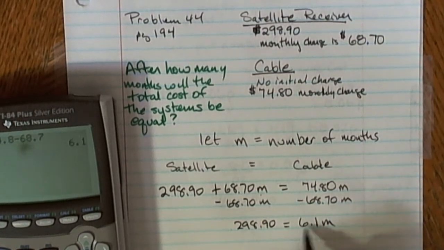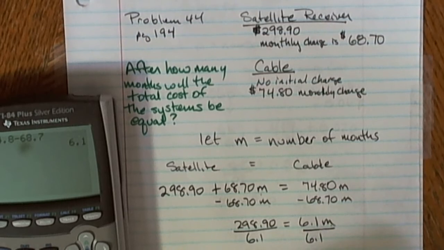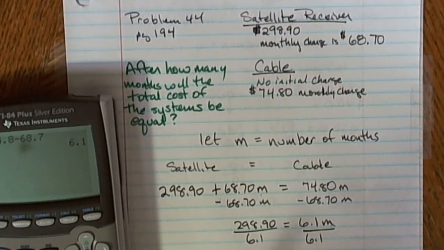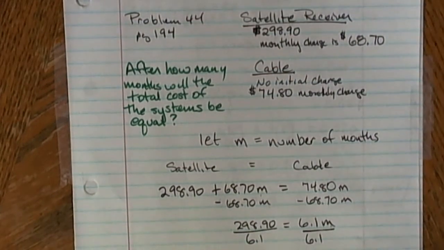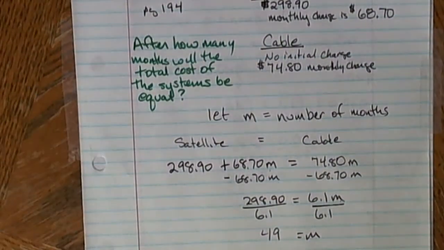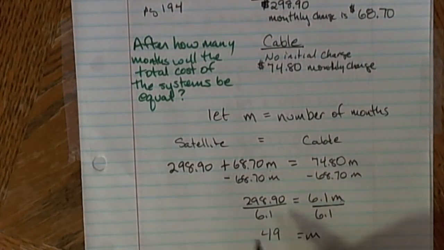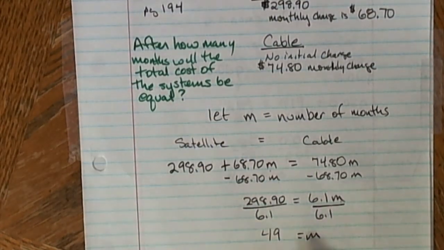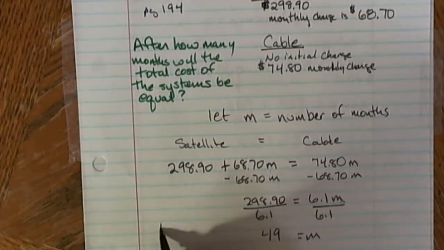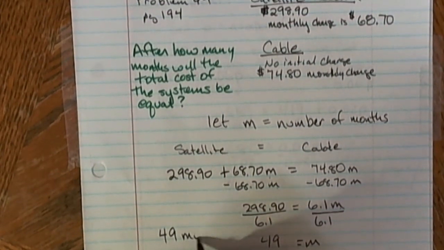298.90, and then the last step is to divide both sides by the coefficient, 6.1, so 298.90 divided by 6.1. I get 49. So I look back to my question. It asks after how many months will the total systems be equal? M is number of months, so it was 49, so my answer will be 49 months.